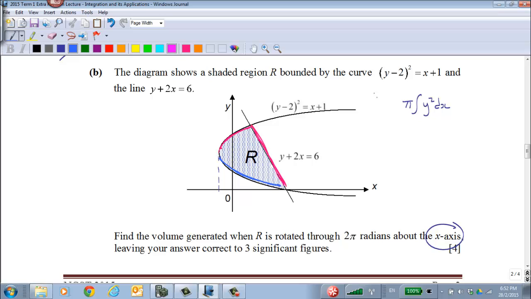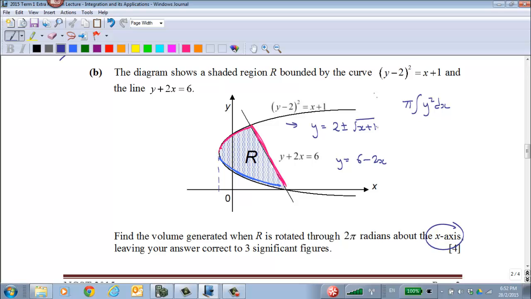So to do this integration, we will use pi y squared dx, and therefore first thing first, we have to make y the subject. Making this y the subject will be y equals 6 minus 2x. Making this y the subject, take note, we will have y equals 2 plus minus 2 square root x plus 1.